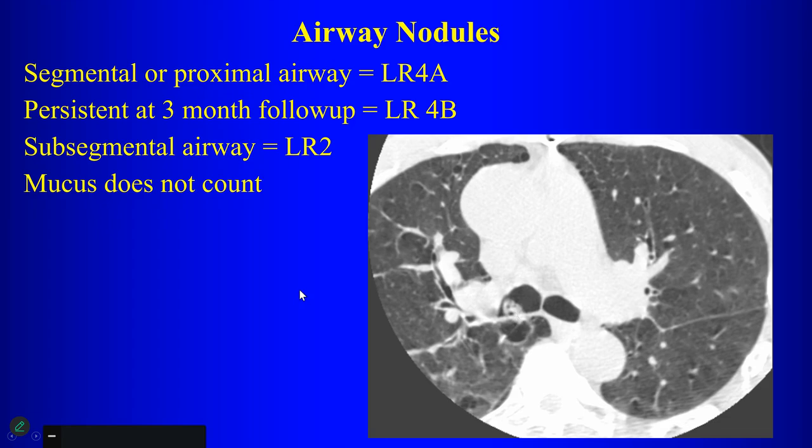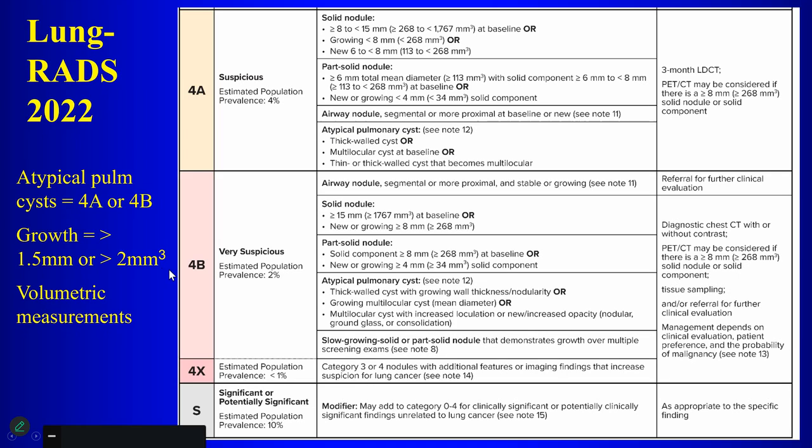So if that's the only thing we have on this patient, if that's the only problem, we're not going to score that as an abnormality, so the patient will get a Lung-RADS 1. They don't need a follow-up for a year, okay? So is that clear? Mucus does not count. All right, and then we need to talk about atypical pulmonary cysts, which we'll get to.